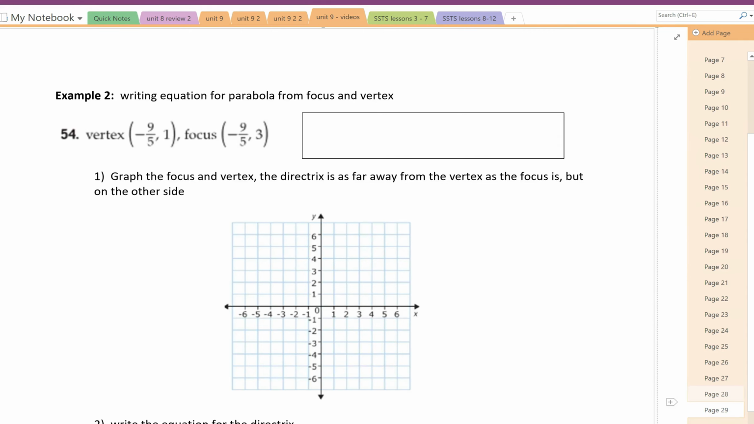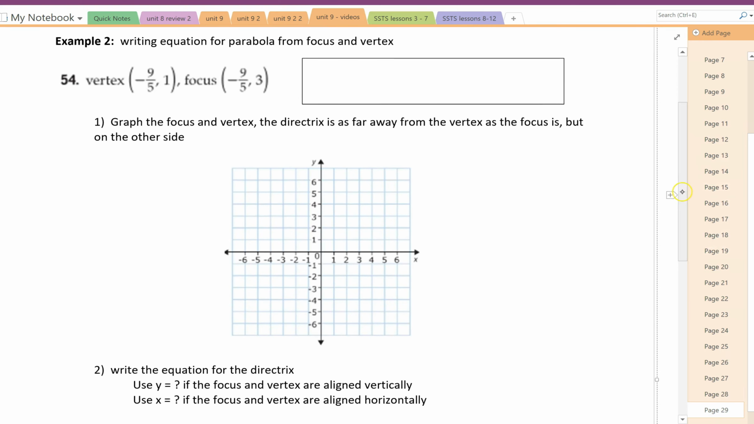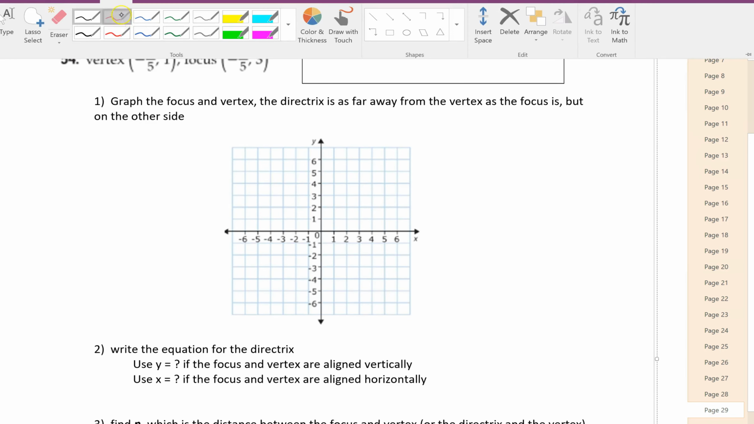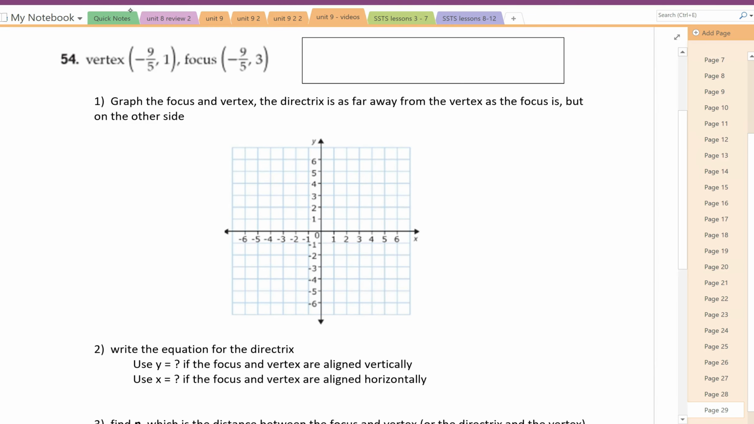On the last one I had a focus and directrix. Now I have a vertex and a focus. So the way I go about writing the equation for this one's going to be a little bit different. First thing I'm going to do again is plot what I have, or graph what I have. And so I'm going to have to be just as careful as I can because I have fractions here. So I'm just going to try and get it as close as I can. And the graphing isn't really going to be that important here. I mean, we're going to need to do it so we can see what we're working with, but it's not vital that I get my points at precisely -9/5. I just need to approximate it.